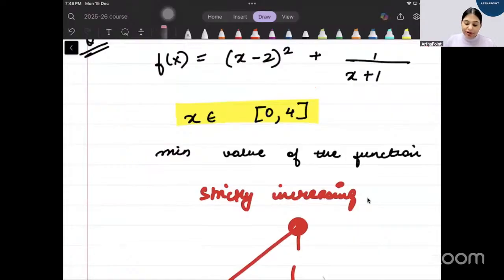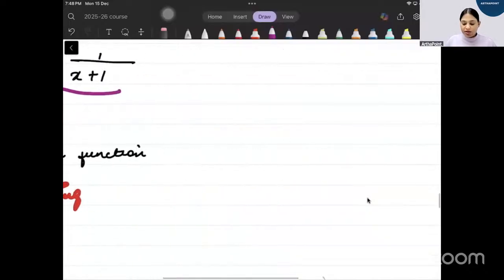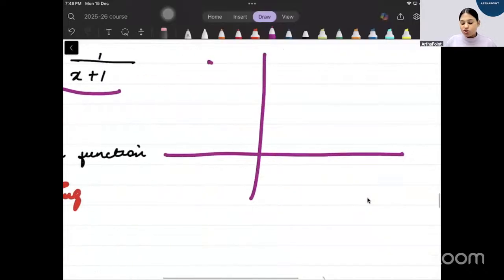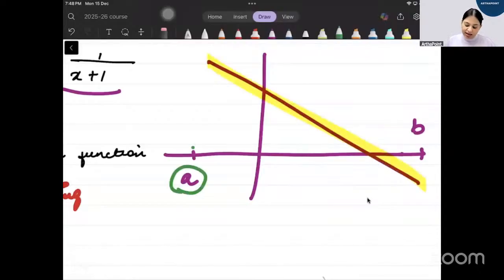Similarly, for example, if I know that this function is a strictly decreasing function, suppose a function is given which is strictly decreasing in some interval, okay? Again, suppose the interval given to me is a to b, and I know that this function is strictly decreasing in that interval. Again, I can say that at a it will have the highest value and at b it will have the lowest value.